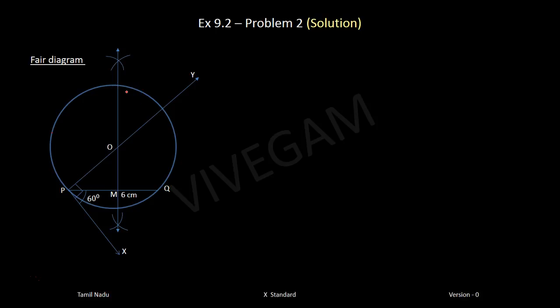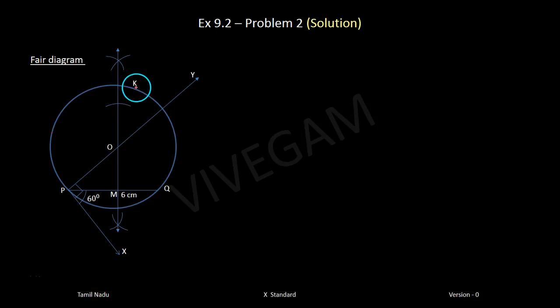But the problem is they want the altitude of the triangle PQR to be 4 cm. So what you'll have to do: we have named the point where the perpendicular bisector meets PQ as M. So with M as a center and 4 cm as a radius, draw an arc.